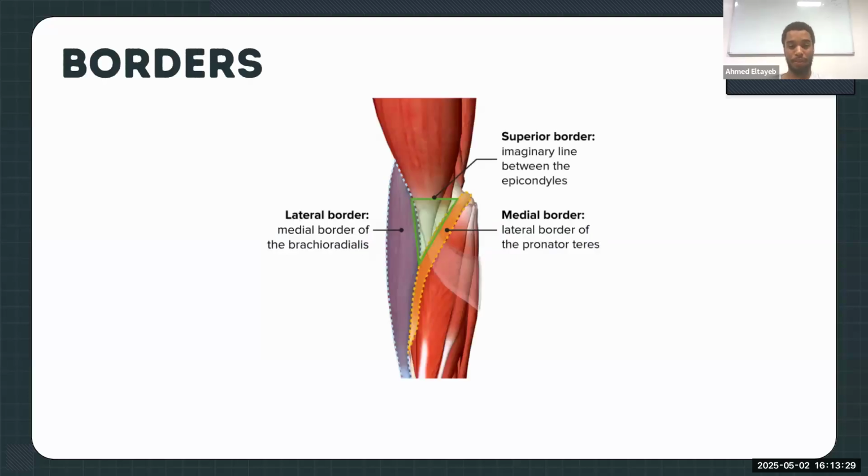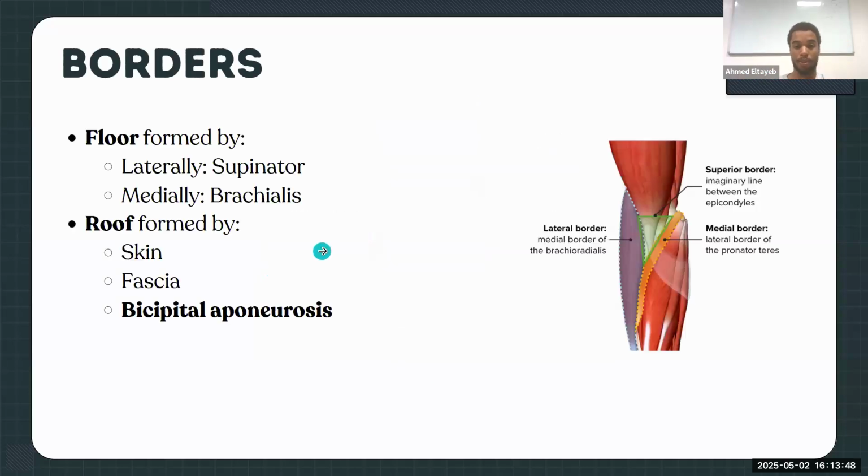Finally, cubital fossa. So the cubital fossa, let's first define the borders. The cubital fossa has a superior, medial, and lateral border. The superior border is a line between the epicondyles. It's just an imaginary line. Medially, we have the pronator teres, and laterally, we have the brachioradialis. And my friend Feras will speak about these muscles, inshallah. So as we said, borders: superior, the line between the epicondyles; medially, pronator teres; and laterally, brachioradialis, forming a triangle, okay?